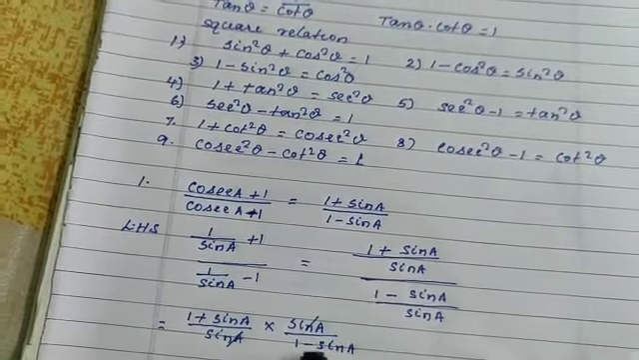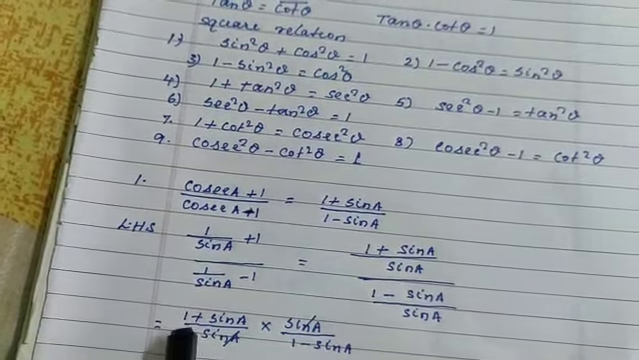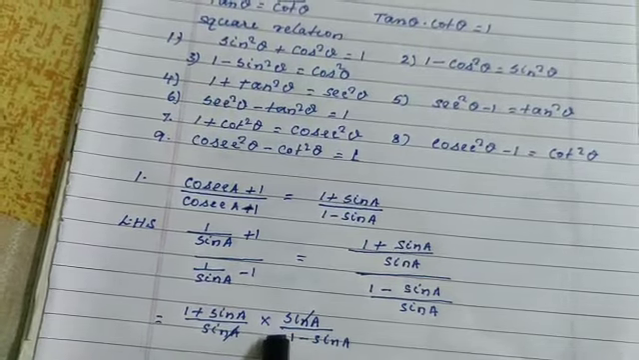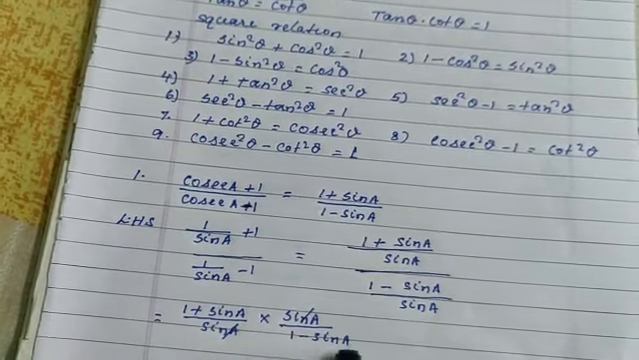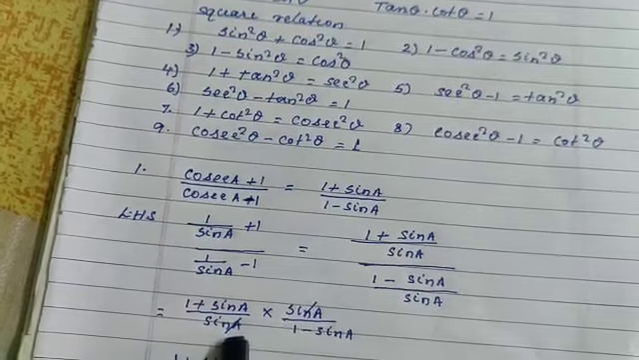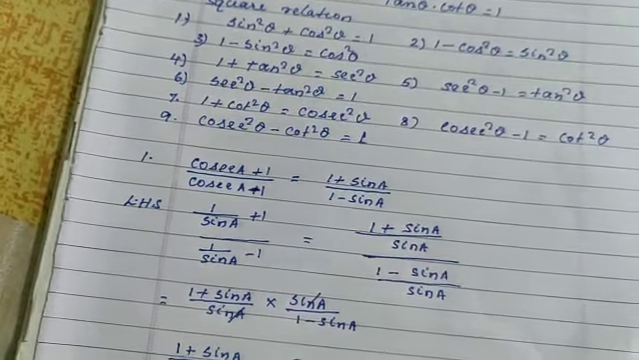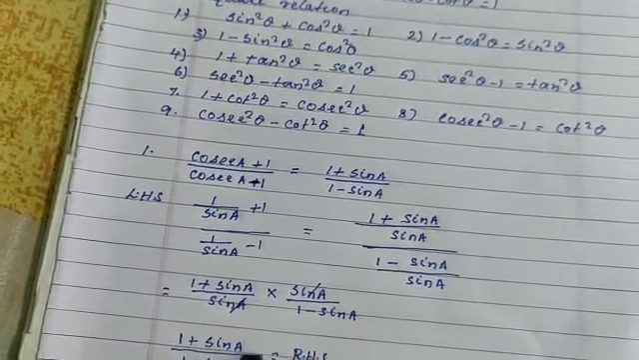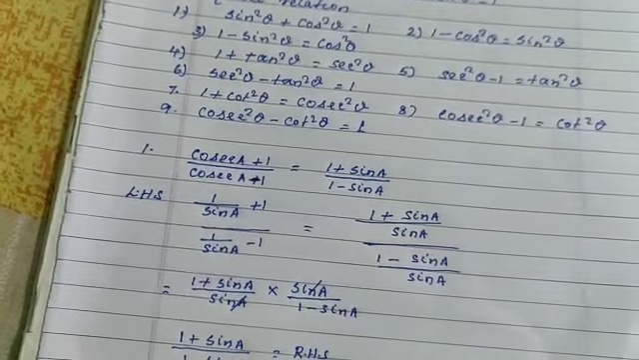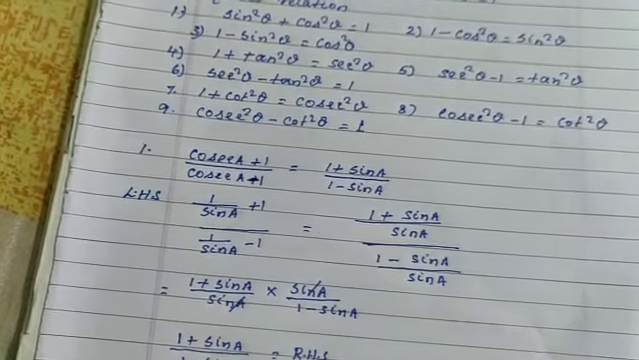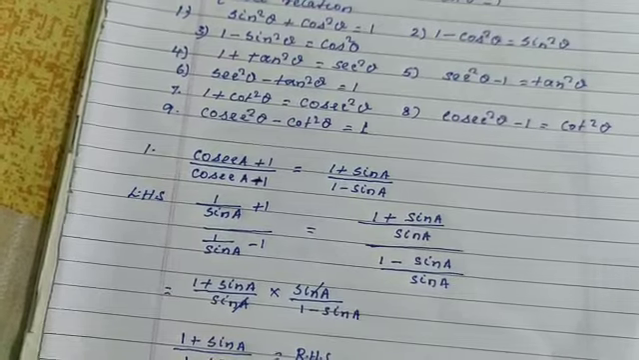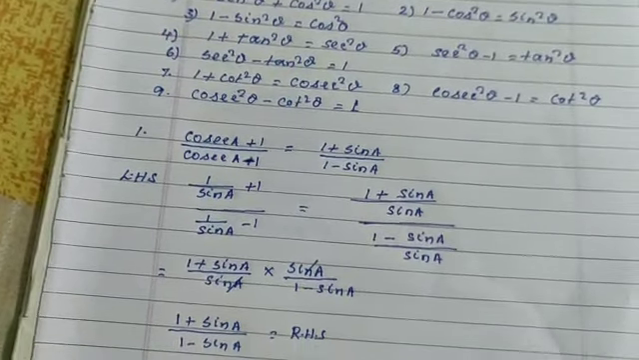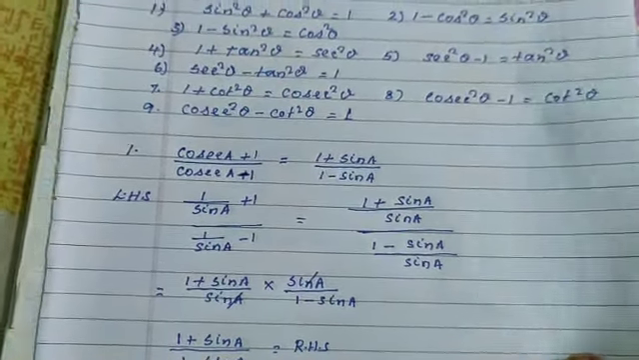Now taking the reciprocal, 1 plus sin A by sin A into sin A by 1 minus sin A. Sin A cancels. Now what remains is 1 plus sin A by 1 minus sin A, which is equal to RHS. Hence LHS is equal to RHS. Proved.